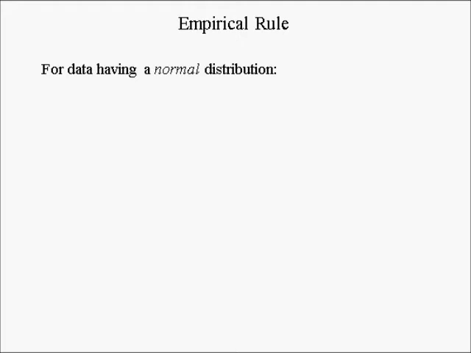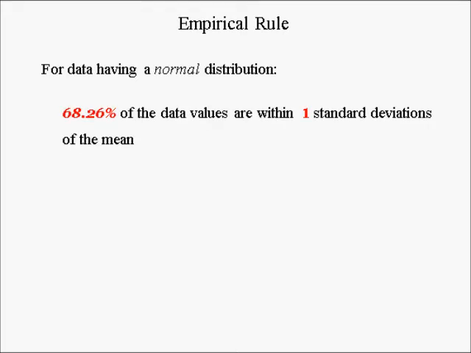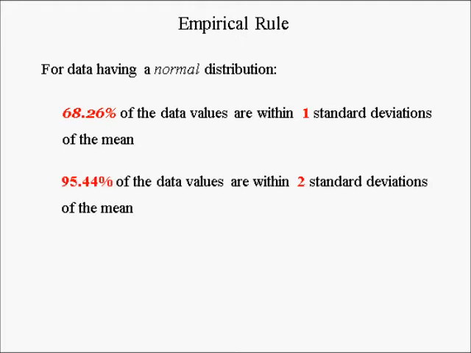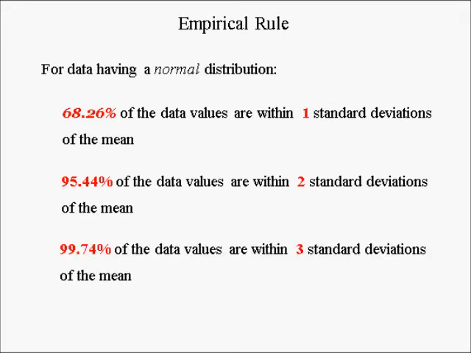According to the empirical rule, for data having a normal or bell-shaped distribution, 68.26% or about 68% of the data values are within 1 standard deviation of the mean. 95.44% or about 95% of the data values are within 2 standard deviations of the mean. 99.74% or nearly all of the data values are within 3 standard deviations of the mean.